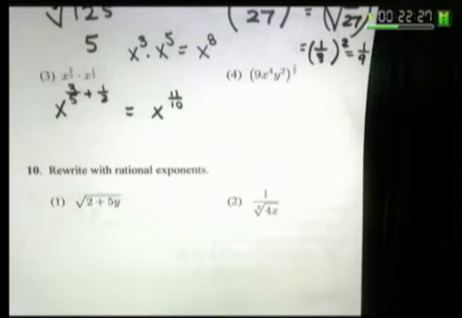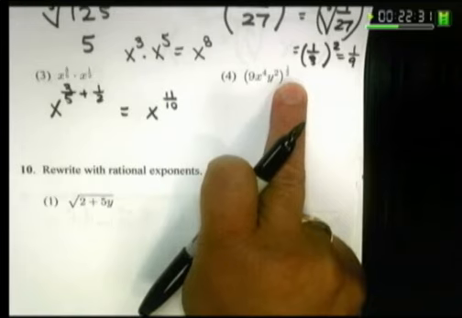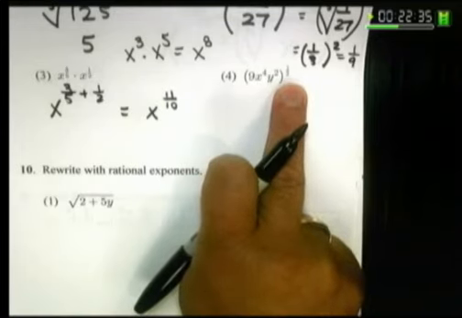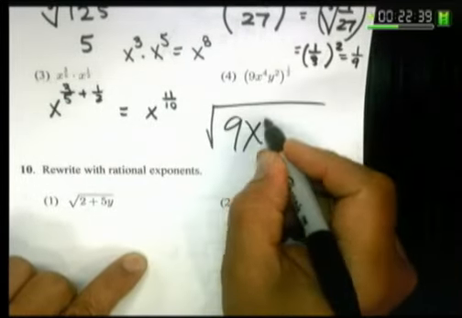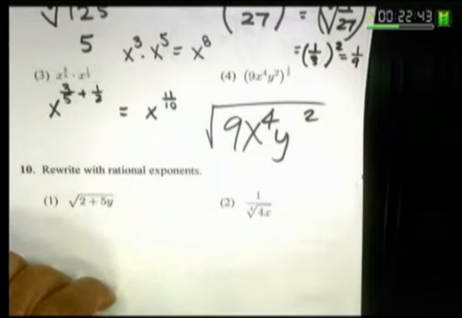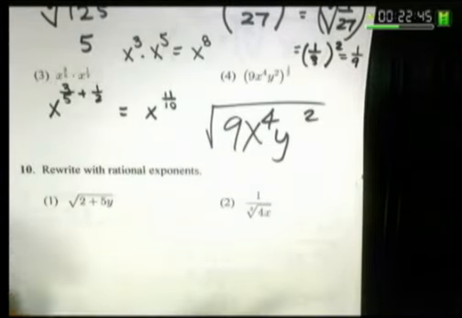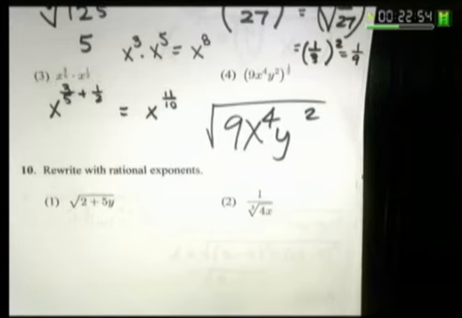Now, let's move down to number 10 real quick. Number 4, by the way, if you had to do number 4, to the 1/2 power means what? The square root of. So this really means the square root of 9x^4y^2, to the 1st power. And the square root of 9 is 3. Square root of x^4 is x^2. Square root of y^2 is y. You're done.